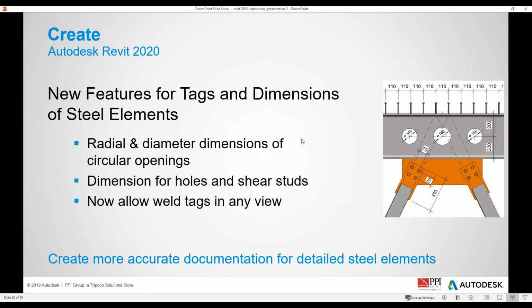So we do have some new features for tagging and dimensioning your steel elements as well. They brought in the radial and diameter dimensions of your circular openings that are located along a steel member. You can insert a dimension between your holes or your shear studs by picking your centers. And you have multiple tags for your weld symbols that can be inserted in any view, regardless of the visual style that's set for that view.